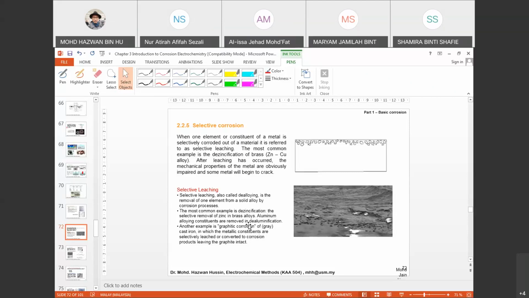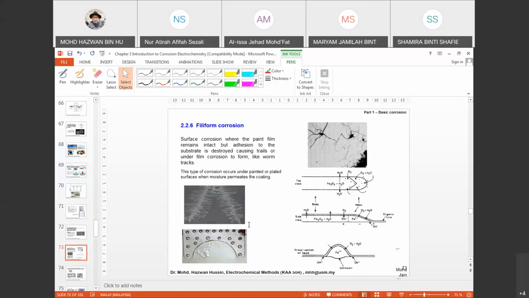When one element or constituent of a metal is selectively corroded out of a material, it is referred to as selective leaching. The most common example is dezincification of brass. After leaching has occurred, the mechanical properties of the metal are obviously impaired, and some metals will begin to crack. So selective corrosion, as I said, is where you have metal leaching of one element from the alloys.